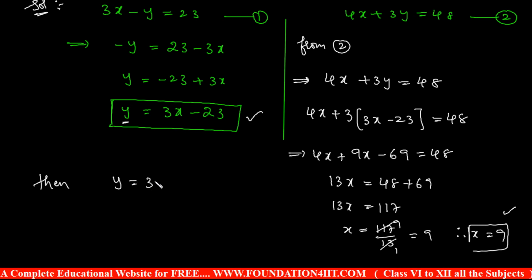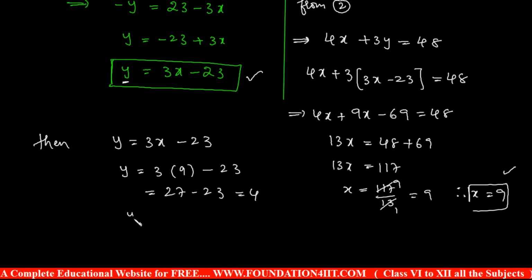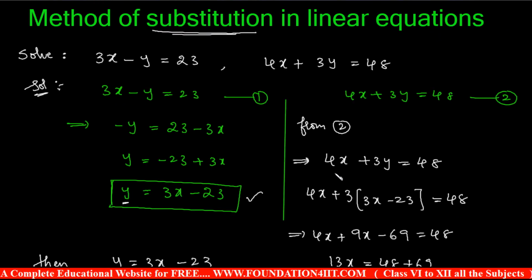So y is equal to 3x minus 23, right? So y is equal to 3 into x. The x value is 9. So 9 substitute here, minus 23. 9 into 3, 27 minus 23. That is 4. Then y is equal to 4, I got. So x is equal to 9 and y is equal to 4. These are the solution set, the common solution set for both. That means 9 comma 4 will satisfy both the equations.